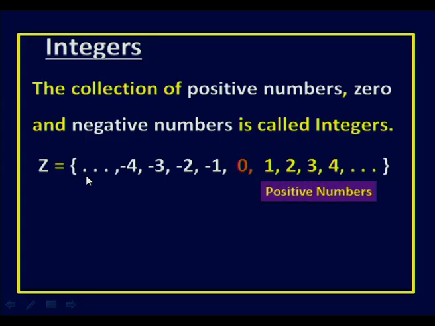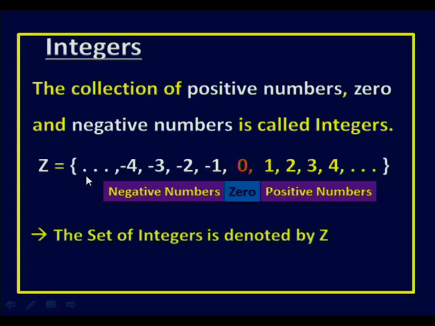So, children, these numbers that is 1, 2, 3, 4 are positive numbers and in the center we have exactly 0 which is neither positive nor negative, and towards the left side of this 0 we have negative numbers. And children, make a note that the set of integers is denoted by the letter Z, that is a capital letter, children.